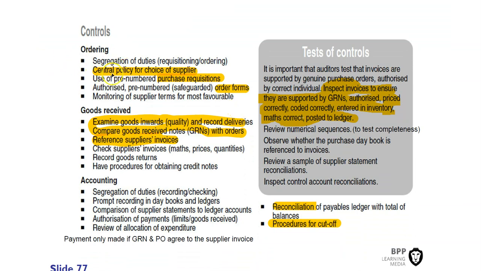So the main controls are the use of pre-numbered purchase requisitions and the use of pre-numbered order forms. Pre-numbered means sequentially numbered. Central policy for choice of suppliers, so use of a master authorized supplier list that goes up into the master file, standing data. No one really can change it, only a select few people. And it says monitor for most favorable. And it talks about segregation of duties between requisitioning and ordering.